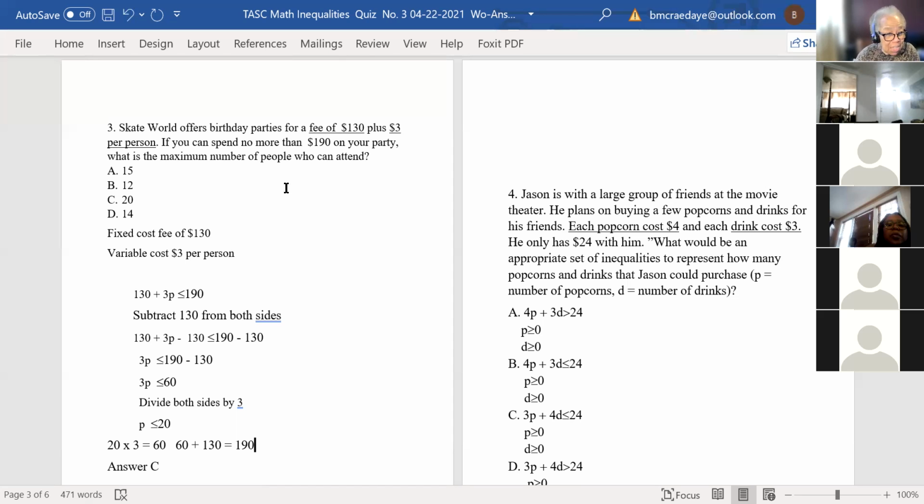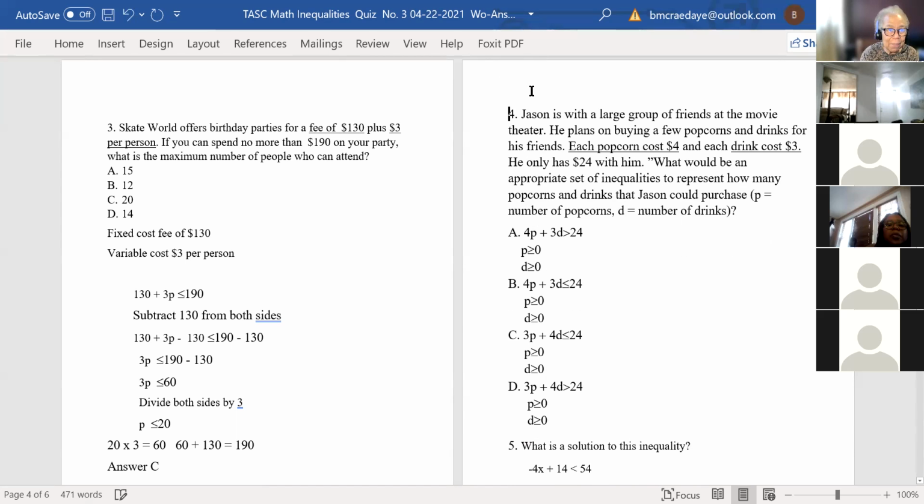So if you make your budget the fee, then you can't have anybody attending your party because you have no money left, right? Because you got to pay Skate World $3 a person. So in order to invite somebody, you've got to have a budget bigger than the 130. You got it? Yes, ma'am. Okay. Any questions on number 3? Okay. Number 4 is a setup problem.